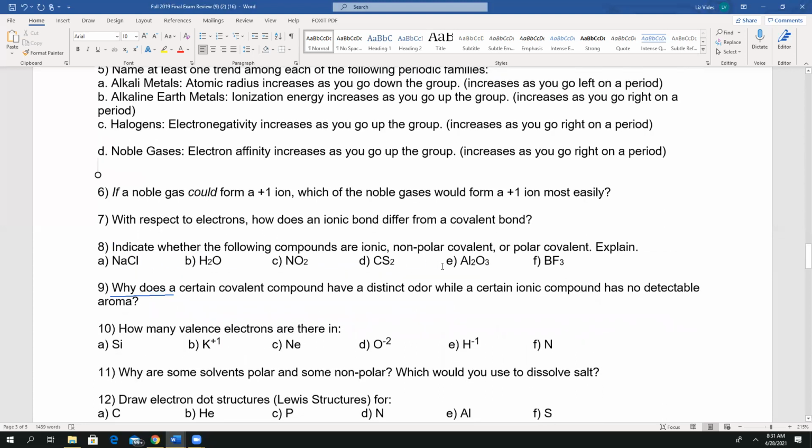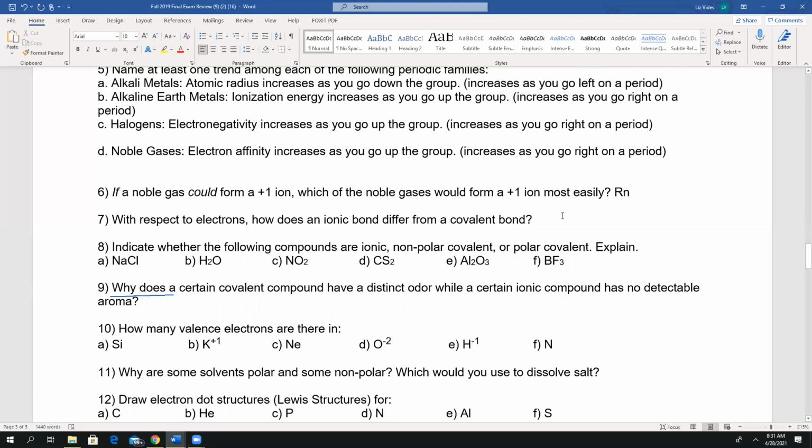The next one says if a noble gas could form a positive 1 ion, which one would form it most easily? So basically this has to deal with electron affinity. In order to form a positive ion, it would have to let go of electrons. So it can't be helium, right? So it has to be the lowest. And the answer to that would be radon, because it would have the most electrons.